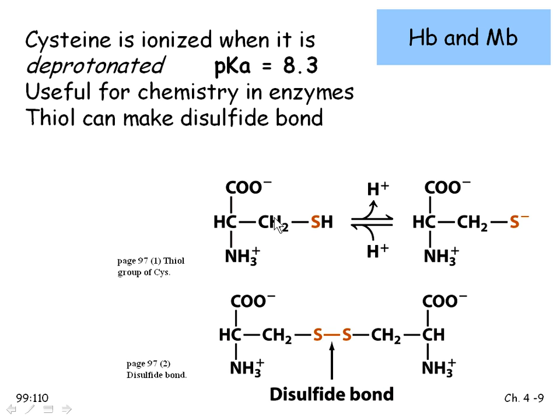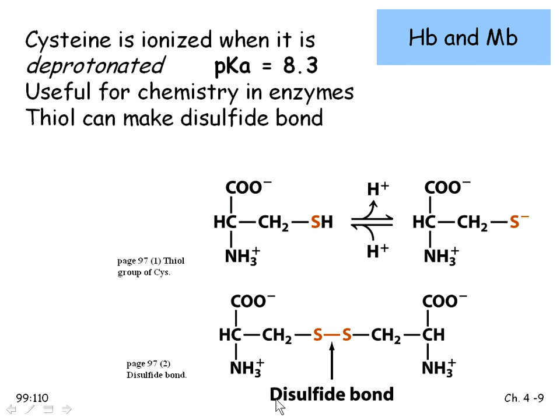So histidine and cysteine are both predominantly neutral at neutral pH, but their pKa's are close enough to neutral to give the cell and give life in general some flexibility in using them as charged groups.